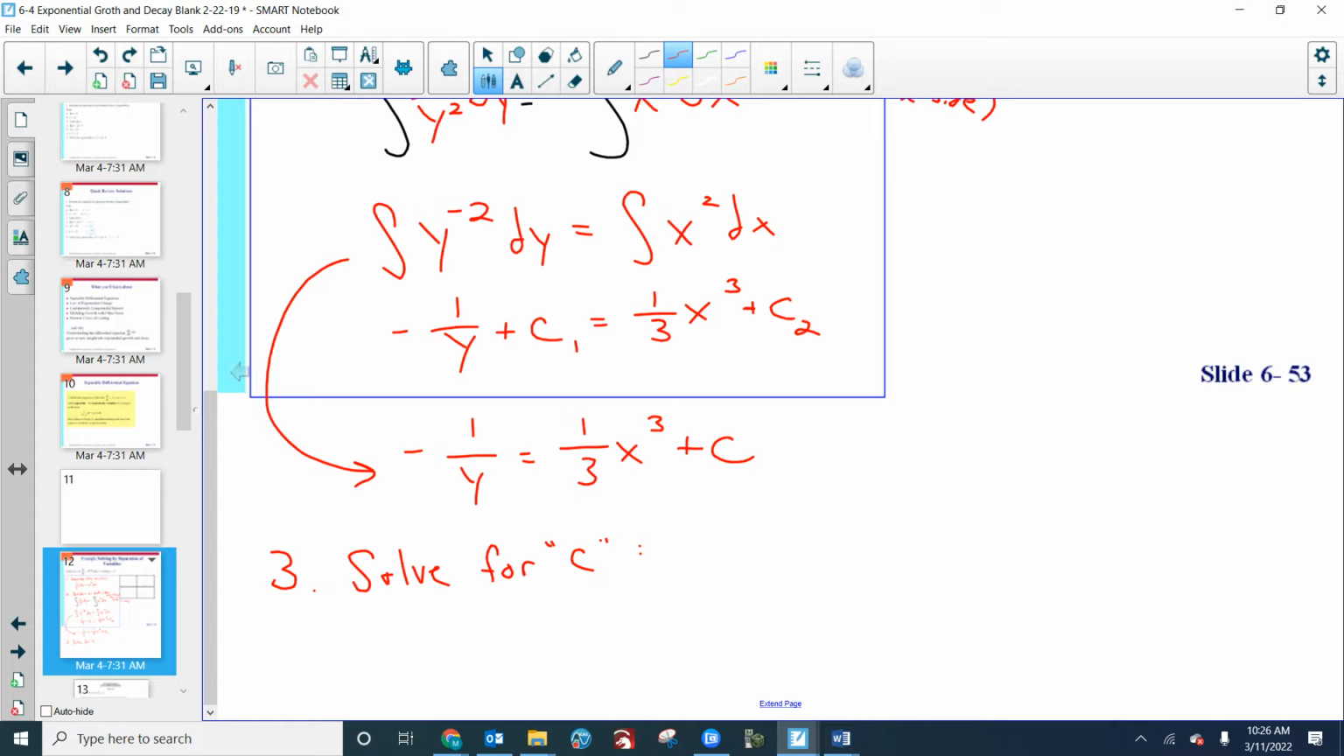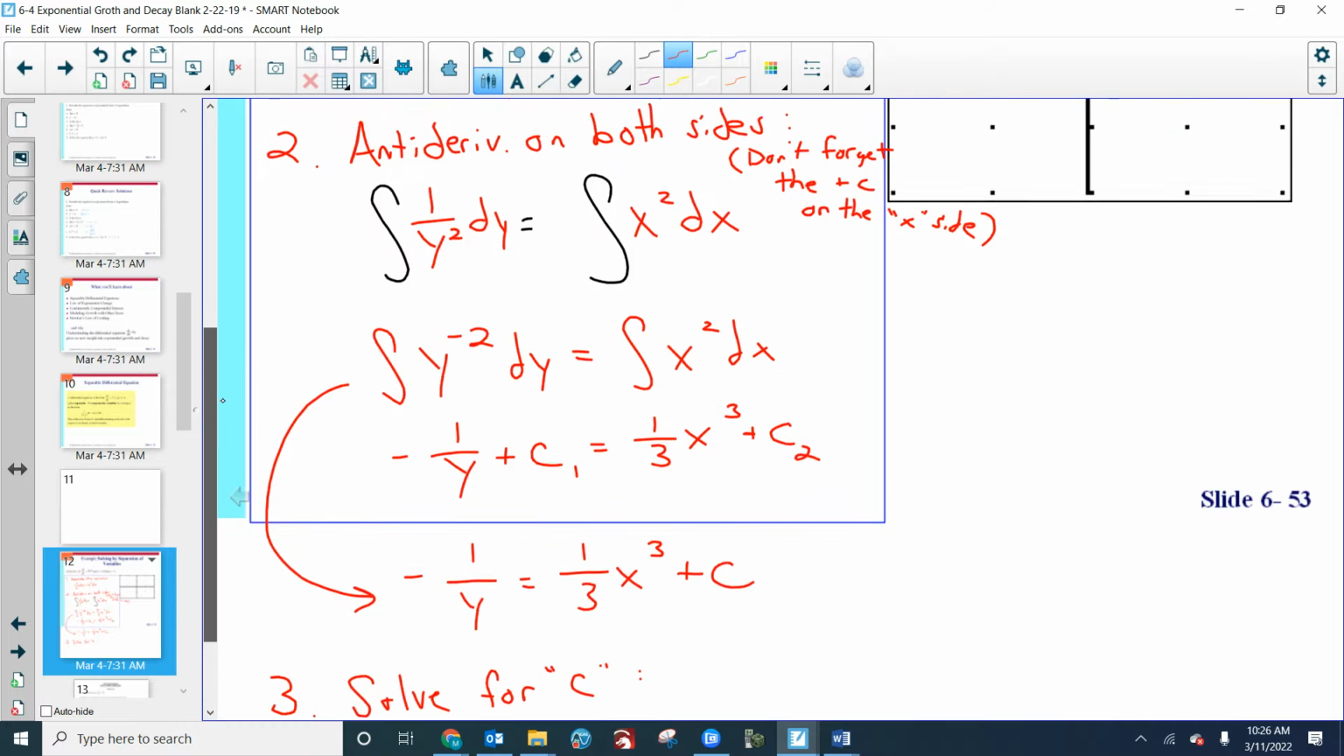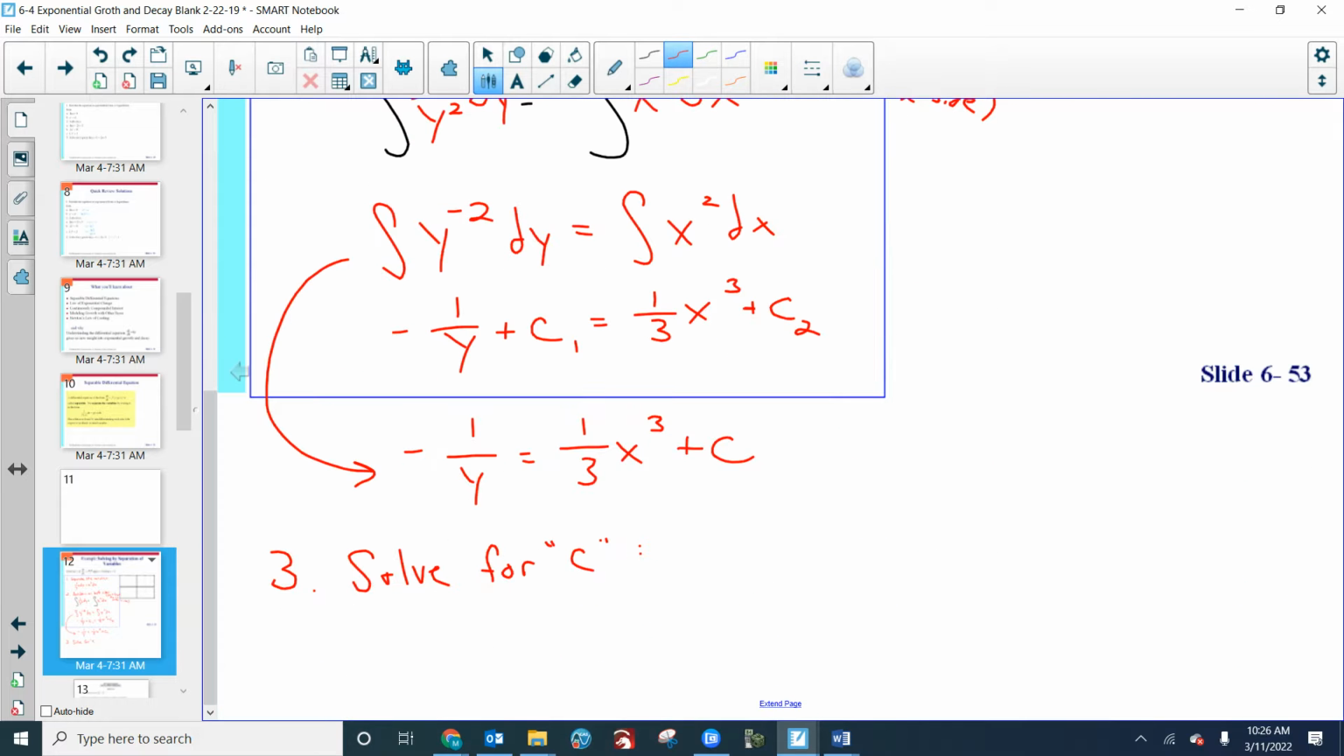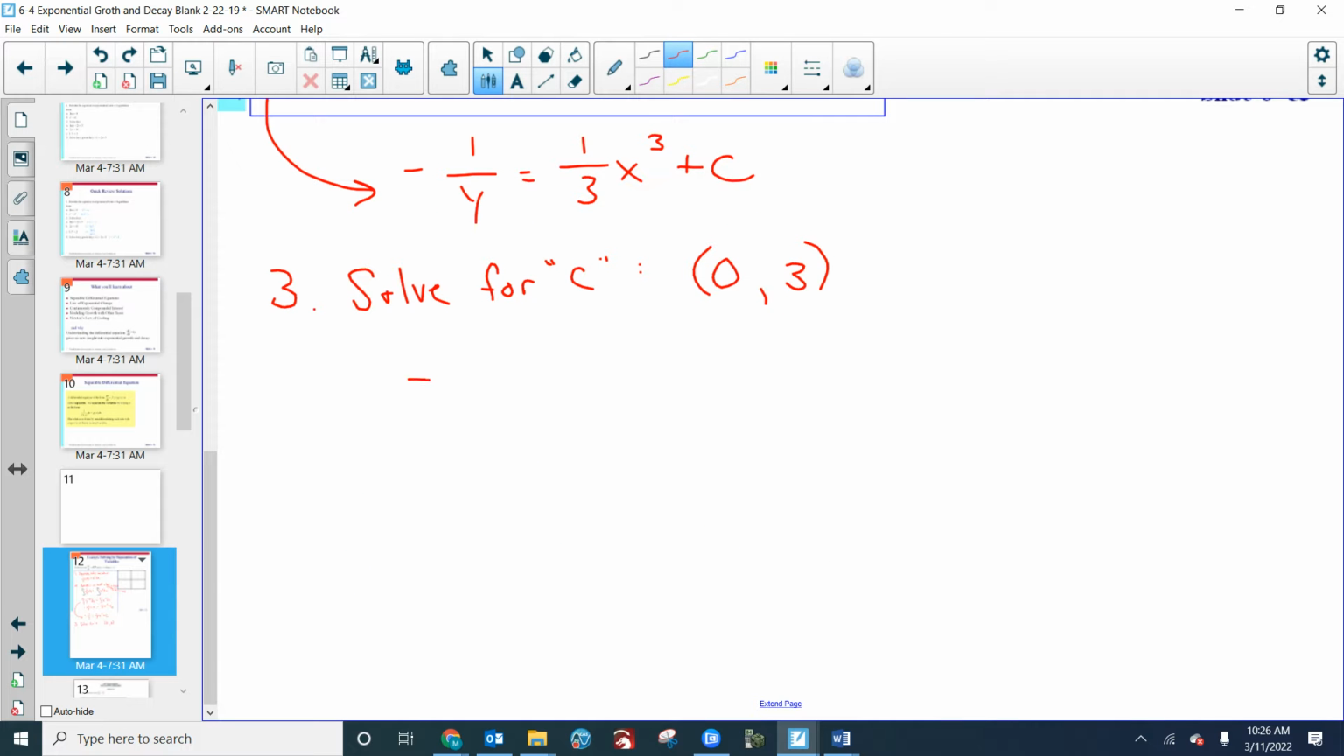Because what if you multiply by y on both sides right now? You'll get 1/3 y times x cubed plus c times y. Like, what do I do with that, right? You get what I'm saying? And there's going to be some ugly functions that we're going to be dealing with. So I recommend getting it as a number now. So we're plugging in 0 for x and 3 for y. So we get negative 1/3 equals c. So c is negative 1/3.